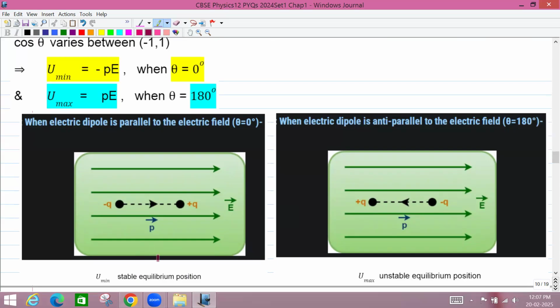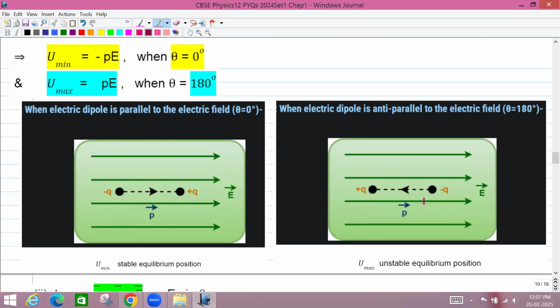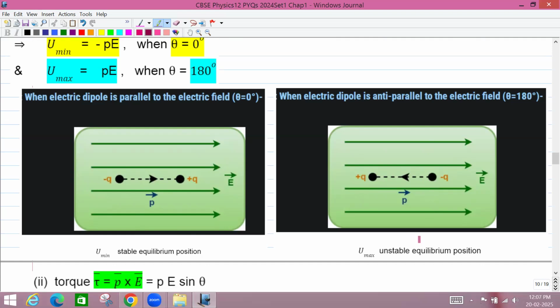And this is the stable equilibrium position. Another basic concept of physics is that the minimum energy position is a stable position. So this position is stable equilibrium, and this position is unstable equilibrium because the energy is maximum.